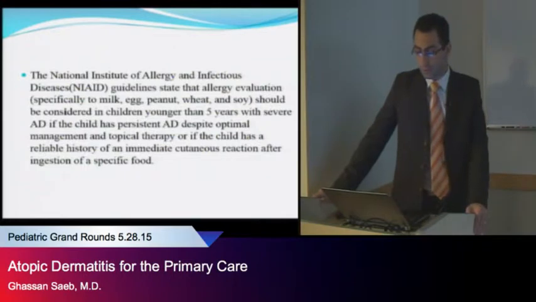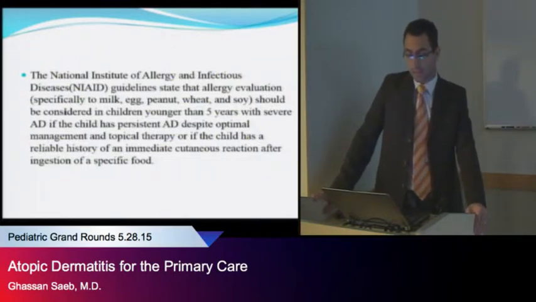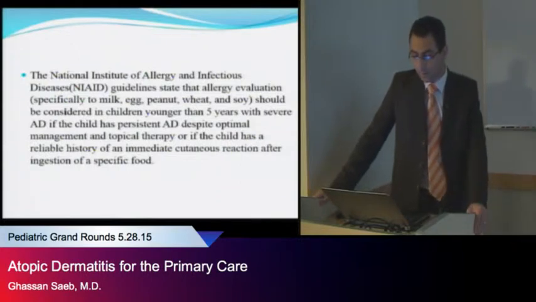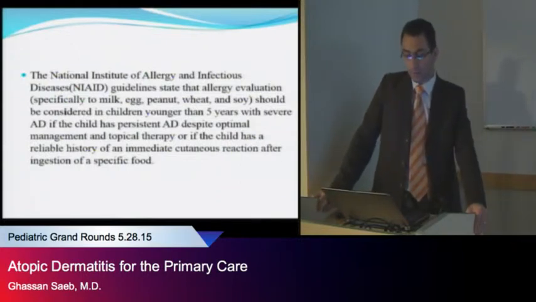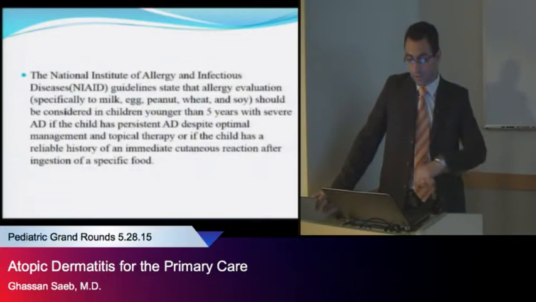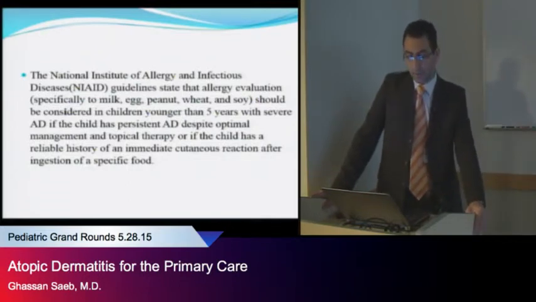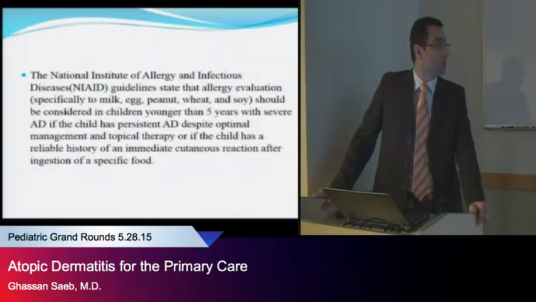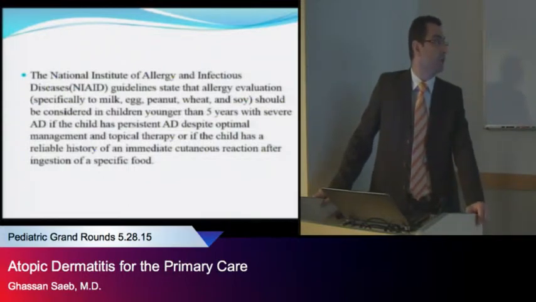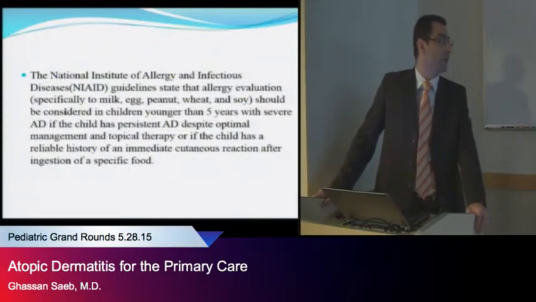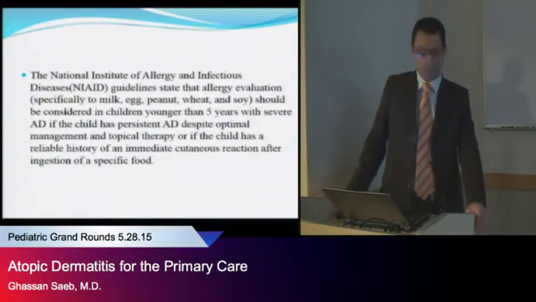The National Institute of Allergy and Infectious Disease guidelines state that allergy evaluation specifically to milk, egg, peanut, wheat, and soy should be considered in children younger than 5 years with severe AD if the child has persistent AD despite optimal management and topical therapy, or if the child has a reliable history of an immediate cutaneous reaction after ingestion of a specific food.